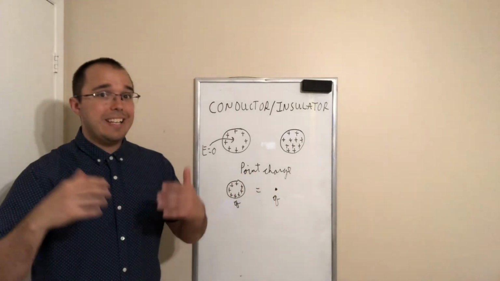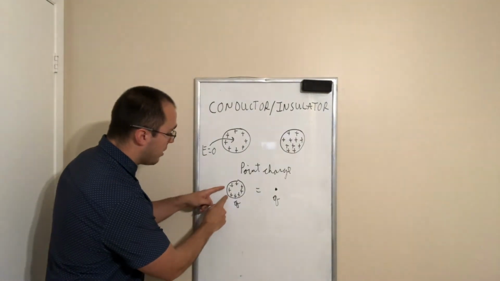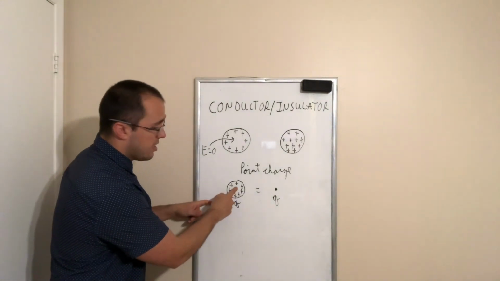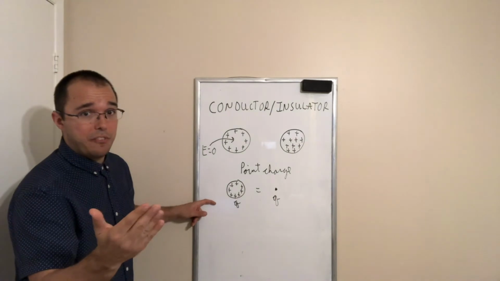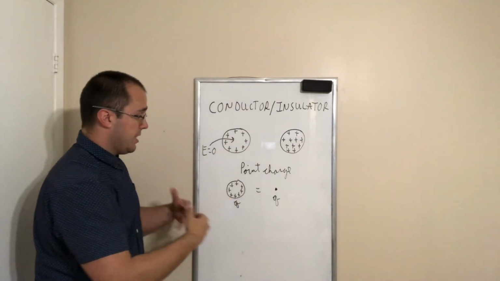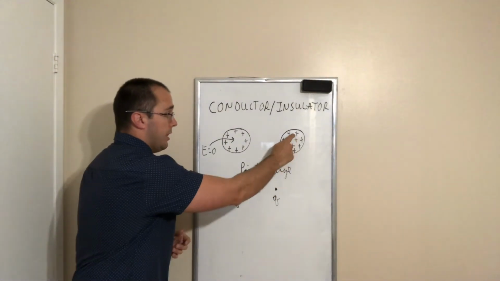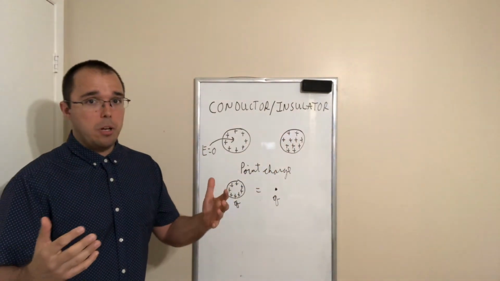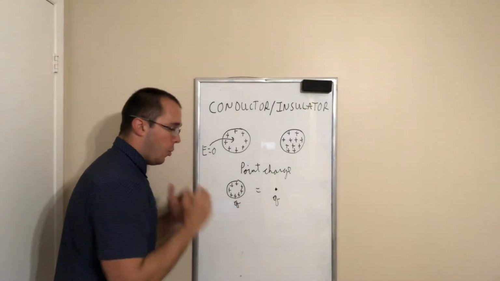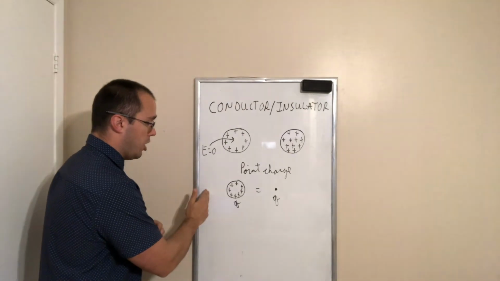Now note, this concept is only useful if you want to calculate the electric field outside the object. If this is a conducting sphere and you want to know the electric field inside, well, it is zero, all right? If it's not a conducting object, like this one, we would need to use Gauss law. This concept is only useful when you want to calculate the electric field outside such an object.